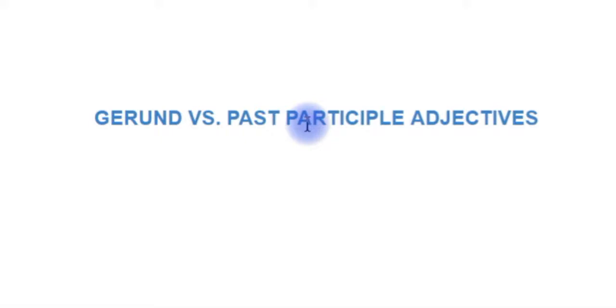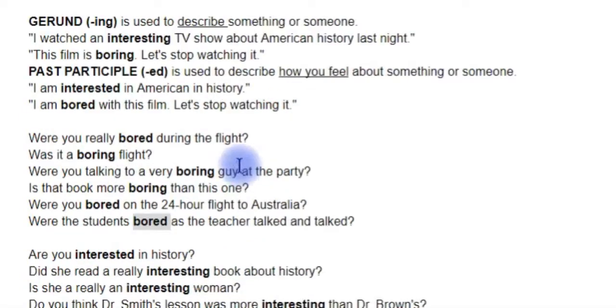All right, so first, the difference between the gerund -ing and the past participle is that the -ing form is used to describe something or someone, whereas the past participle is used to describe how you feel about something or someone. So when we use the -ed, we are describing an emotional state of being, un estado de ánimo, a state of being. And when we use the -ing, it is a general description, like a quality of the thing or the person. So -ing description, -ed feeling.